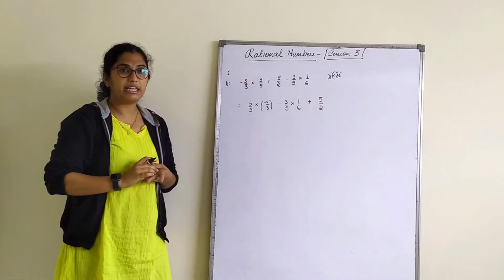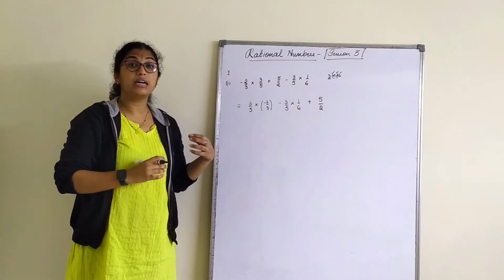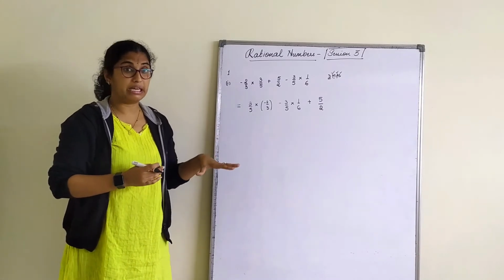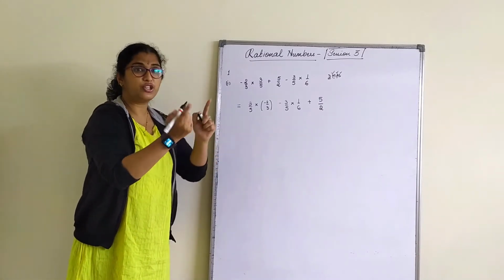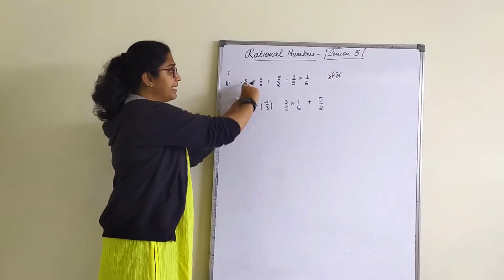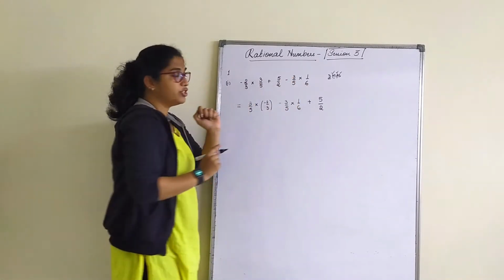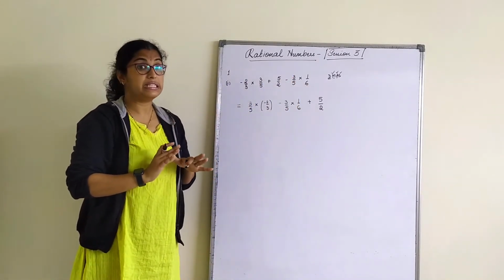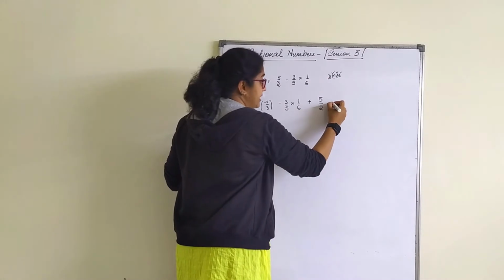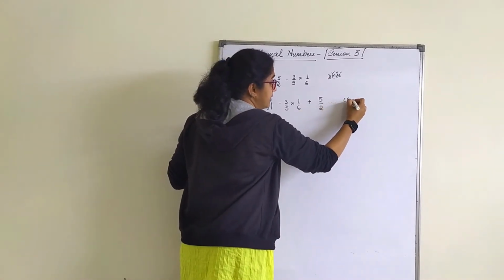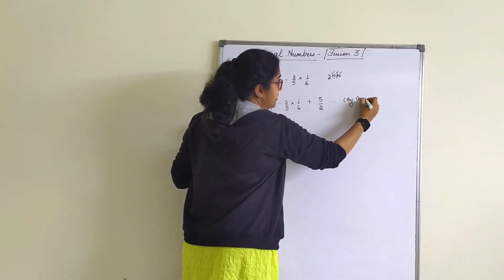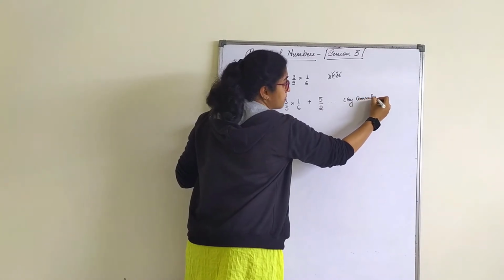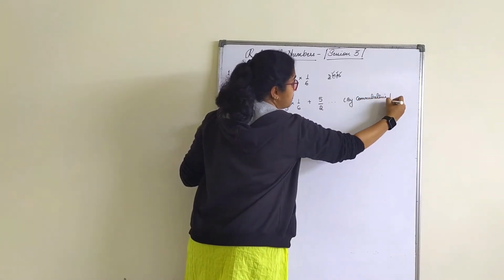Which property did I use here? I used the commutativity property, because I just interchanged. But the answer will be the same. So I will write here, by commutative property.